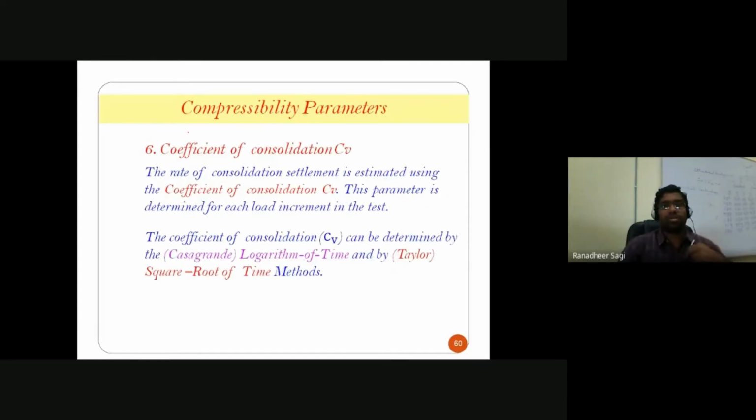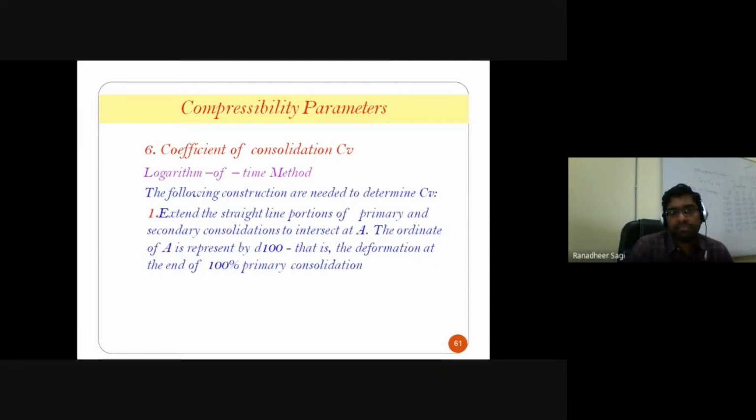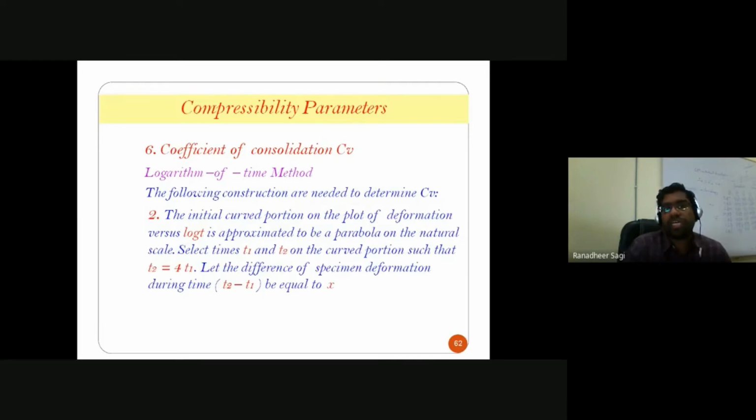Already we have talked about the other compressibility parameter that we come across, that is the coefficient of consolidation. How to determine this coefficient of consolidation, we have already talked about, based on the logarithm of time method and the square root time method. The details of those approaches, by which we estimate the coefficient of consolidation, are explained.